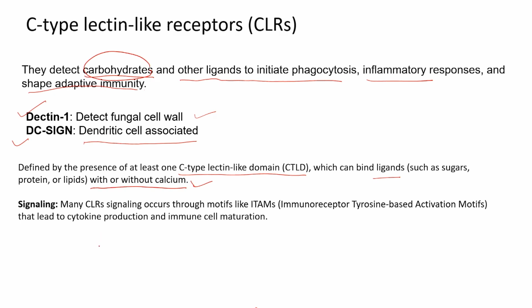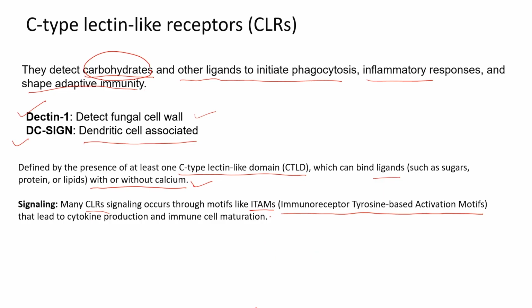The other important thing is that these C-type lectin receptors are modulated through ITAMs. These ITAMs are immunoreceptor tyrosine based activation motifs which are present on the cytoplasmic domain of a protein. I'll show it roughly here, and then in the next slide we'll see the details. Suppose this is a lectin-like receptor, and then there is a transmembrane domain and a cytoplasmic domain.